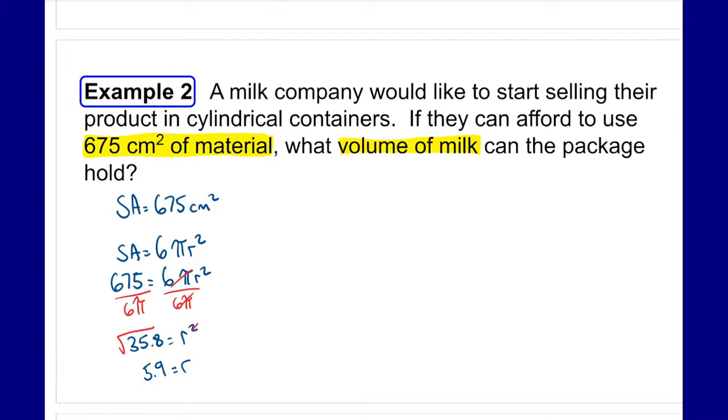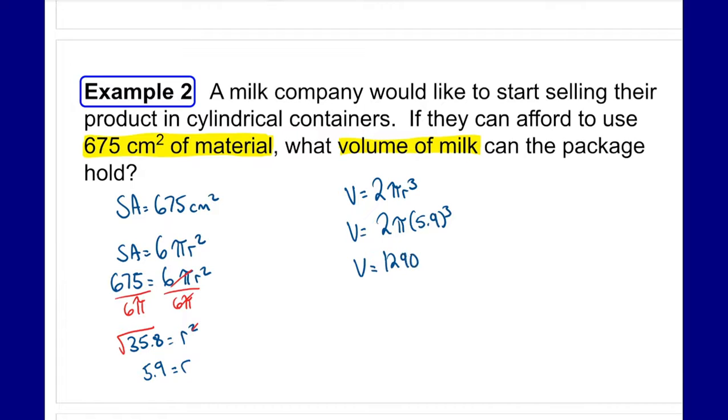I don't care too much about the other dimensions because the question really isn't asking for that. What the question is now asking for is what volume the container could hold. So we're going to go to our volume formula that we determined, plug in the optimal radius, 2 times pi times 5.9 cubed, and now we can solve for the optimal volume.